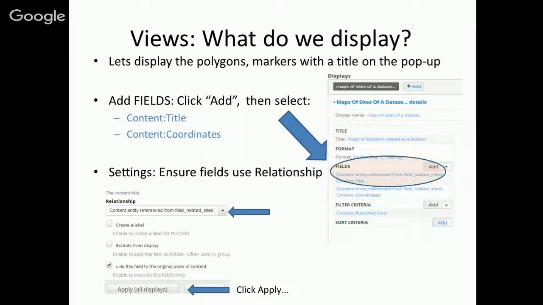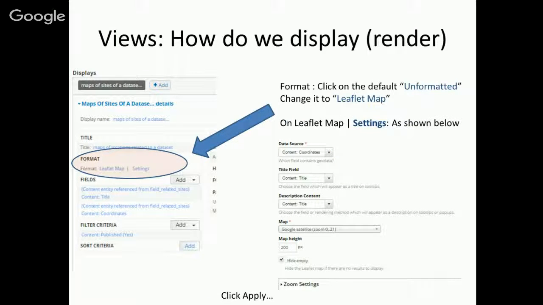When you add the fields, in the settings of the fields, make sure that you use the relationship that we just added. So we don't add all the sites that we have in the database, in DEIMS, we just add those that belong to that data set, right? Once you've done that, you can apply row displays, and then we move to the last piece, which is how do we render this query, right? In the source of this query, how do we display this?